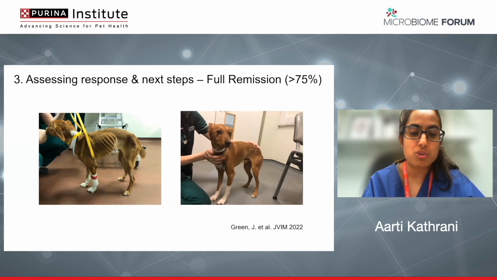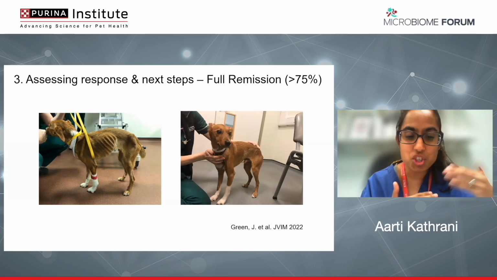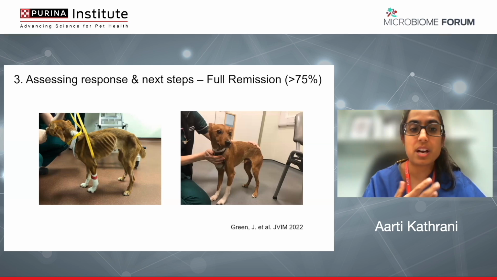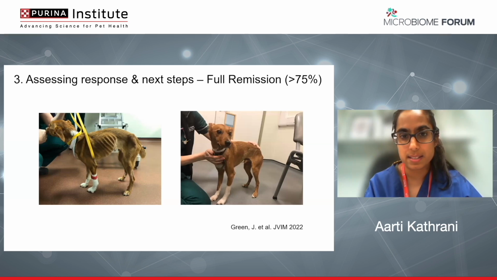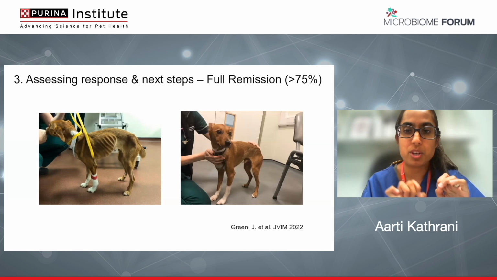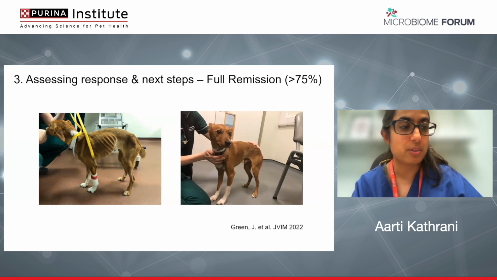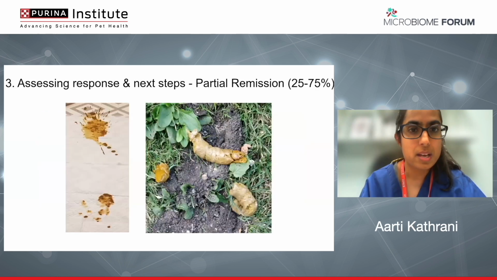So with the chronic enteropathy cases that go into full remission, we give the owners the option. They can either stay on the diet if it's complete and balanced, which typically they are, or they can try transitioning over to another diet and see what happens to the clinical signs. But with the protein-losing enteropathy ones, we try to encourage the owners to stay on the diet long term.